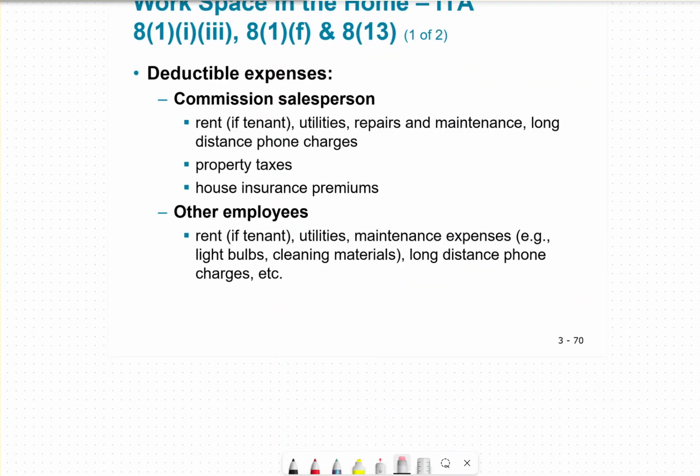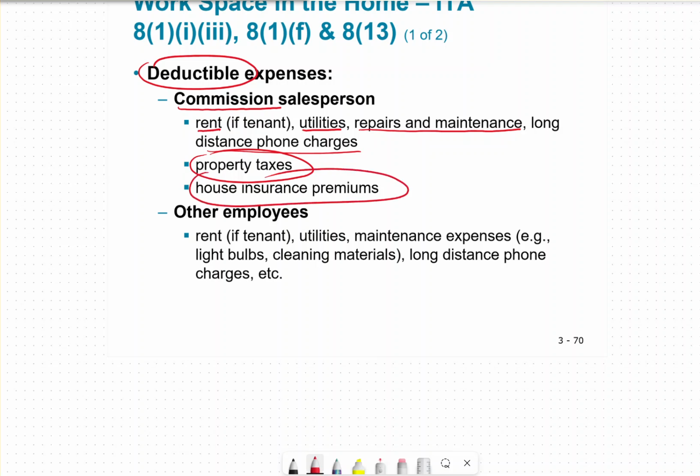Now, if you have commission income, if you are a commission salesperson, your deductible expenses include the rent, if you're a tenant. Any utilities you pay, repair and maintenance, long distance phone charges, any property tax that you have to pay if you own the property, and house insurance premium, those are deductible expenses. So those are my deductible expenses. This is for the salesperson.